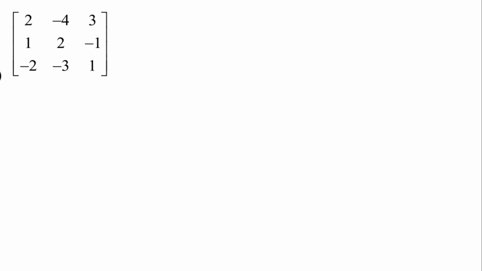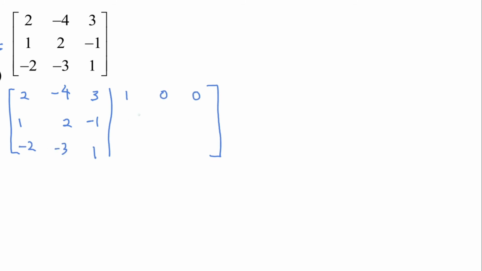To find the inverse of this matrix by using elementary row operations, first we label the matrix as matrix B, and then we write it in the augmented matrix form: 2, negative 4, 3, 1, 2, negative 1, negative 2, negative 3, 1, and then 1, 0, 0, 0, 1, 0, and 0, 0, 1.